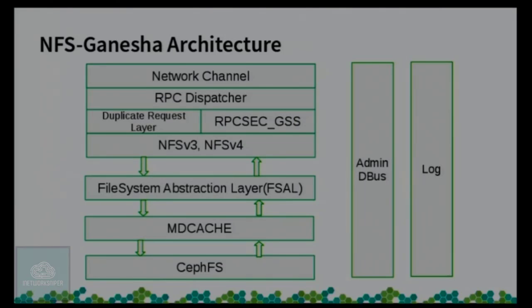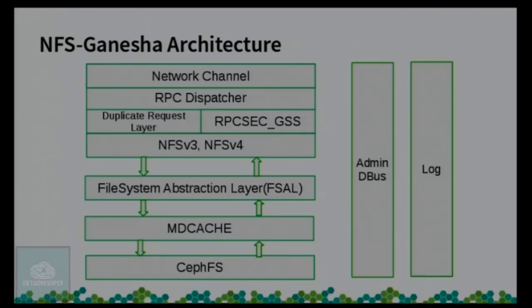Now, we can go into more detail about the NFS-Ganesha architecture. It's a very modular architecture. So when I said that it supports multiple file system backends, it's possible because it's modular. We can start from the topmost and go down. At the topmost, we have a network channel. NFS-Ganesha uses TI-RPC for handling the RPC requests. So let's imagine you have an NFS client and it sends a request. Then this TI-RPC is handling the request.